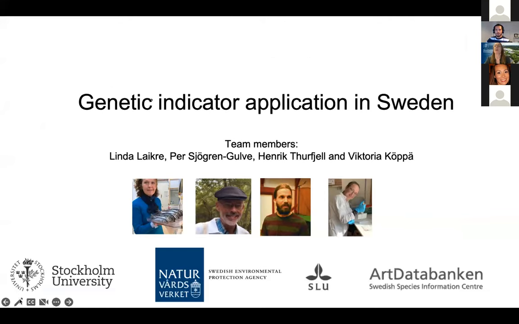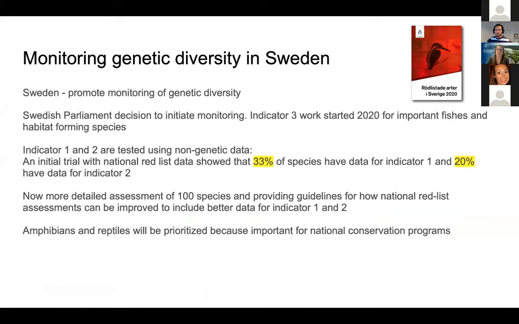Okay. Hello, my name is Victoria Keppe, and I'm part of the Swedish team together with Linda Leikre, Per Sjögren, Gulve, and Henrik Turfjell. Sweden is dedicated to monitoring genetic diversity, and work began on indicator three in 2020 for important fishes and habitat-forming species. Indicator 1 and Indicator 2 are currently being tested with the use of non-genetic data.